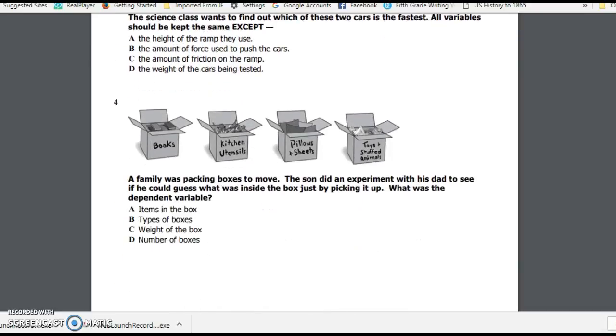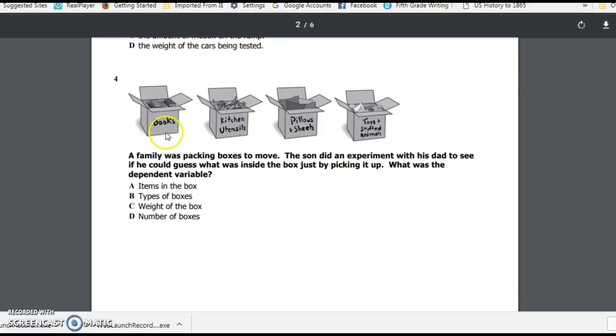Okay, number 4. I see a box of books, a box of kitchen utensils, a box of pillows and sheets, and a box of toys and stuffed animals. Here's our question. A family was packing boxes to move. The son did an experiment with his dad to see if he could guess what was inside the box just by picking it up. What was the dependent variable?